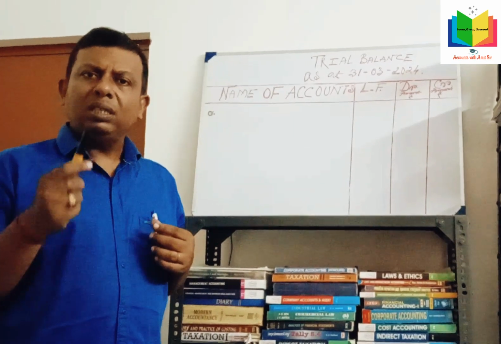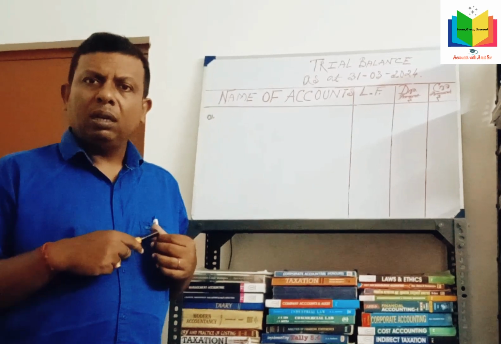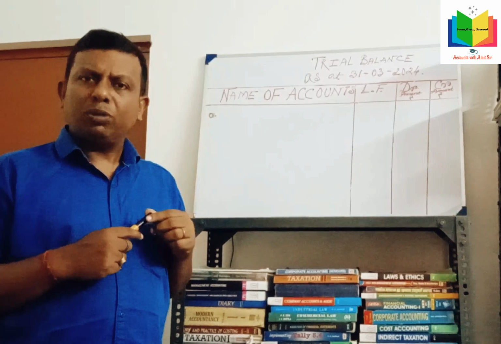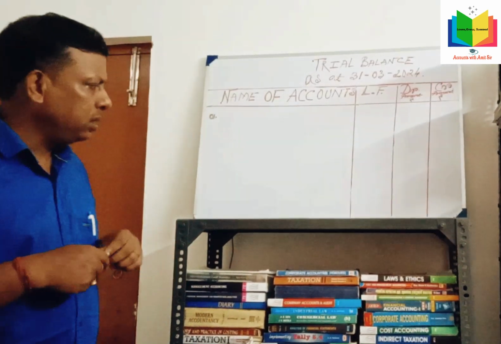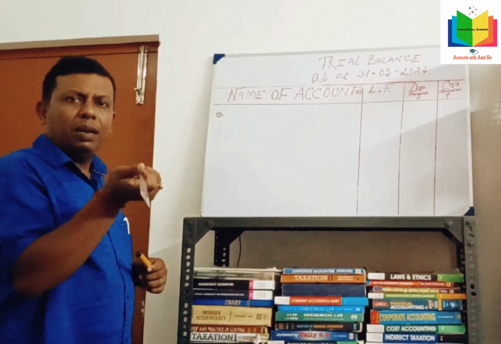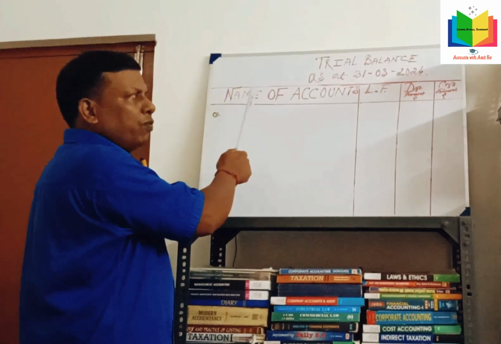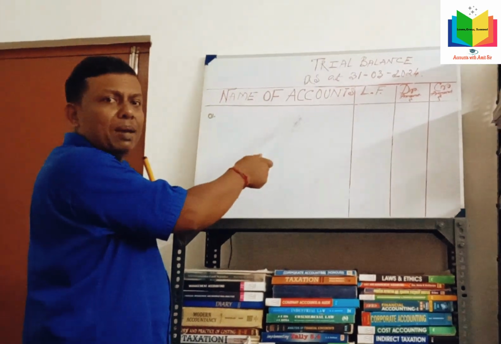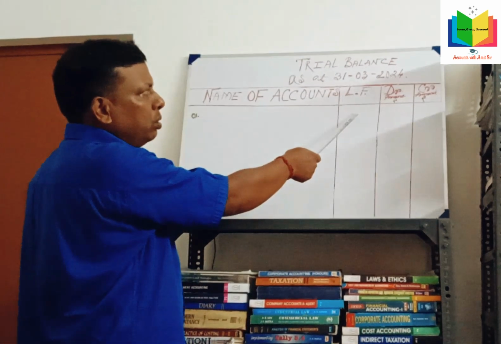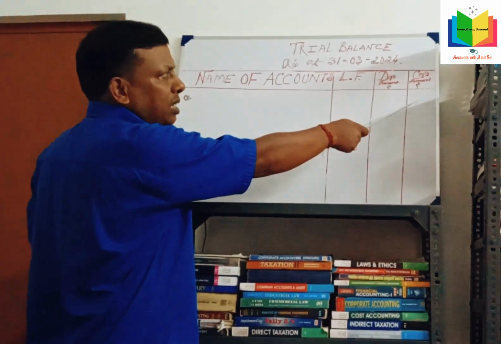At present, we discuss how trial balance is prepared from a ledger account. I tell you only 3 rules for preparation of trial balance. At first, you focus on the format of trial balance. First, you draw column 1, that is name of accounts. Next, LF, ledger folio. After that, debit amount. After that, credit amount.